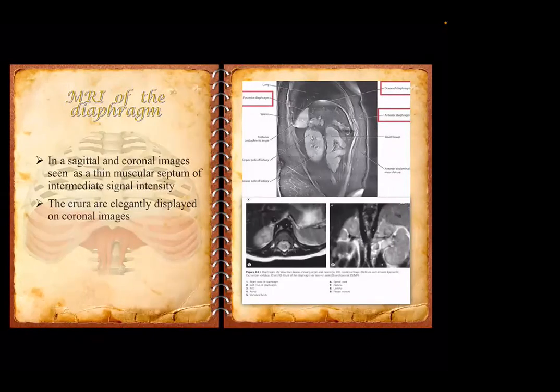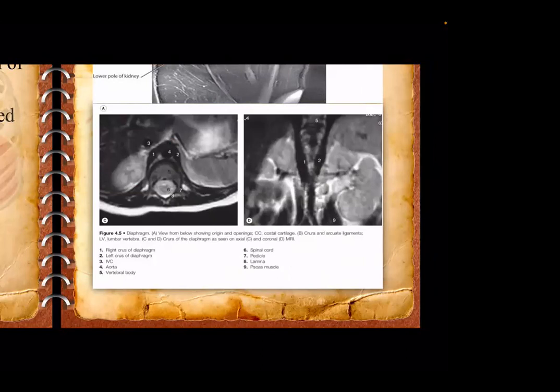MRI of the diaphragm. In sagittal and coronal images, it is a thin muscular septum of intermediate signal intensity. The crura are elegantly displayed on coronal images. In this MRI T2 picture, this is the right crus in the coronal section, right crus and left crus, aorta, inferior vena cava. This is the vertebral body, lamina, tubercle, and the spinal cord. And in this coronal section, psoas muscle, left crus, right crus, and the vertebral body.